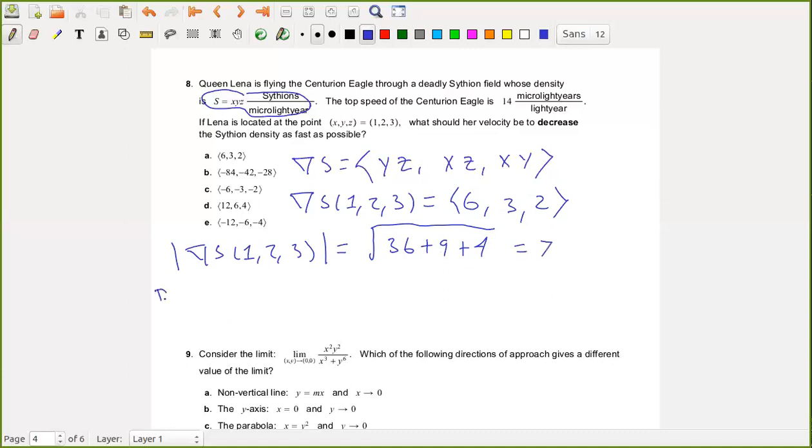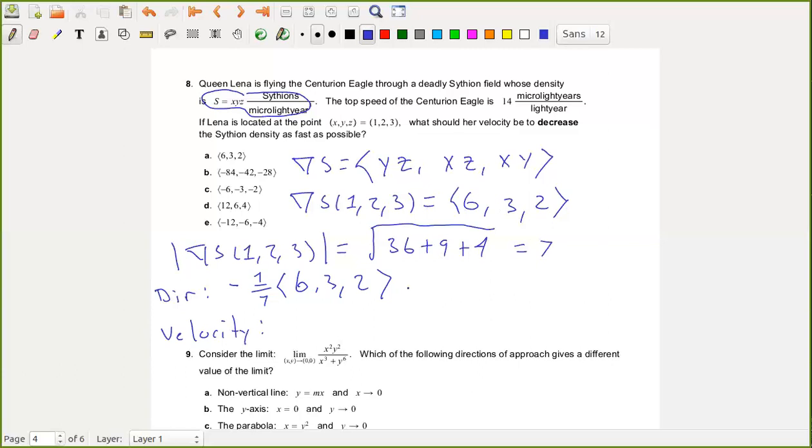So the direction is going to be this vector divided by 7 multiplied by minus 1. So it's going to be minus 1 over 7 times, whoops, let me get the eraser real quick. That should have been a vector bracket, not a parentheses, times <6, 3, 2>. We divide by 7 to get a unit vector, and we multiply by minus 1 because we want the opposite direction of the fastest increase.